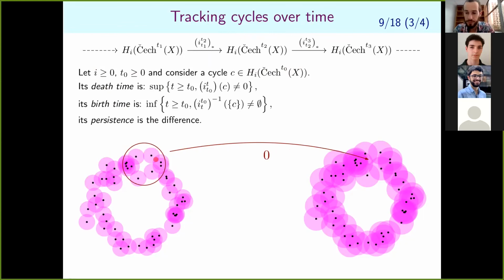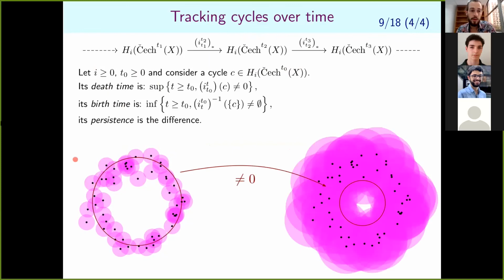And this corresponds to the idea of topological noise. While for this large circle here, which is actually the homology of the underlying circle, we will have to wait for a long time before filling in the data set. Okay. So this cycle will have a large persistence. And yeah, really, this is the idea of persistent homology. Understanding which cycles have small persistence and which cycles have long persistence.